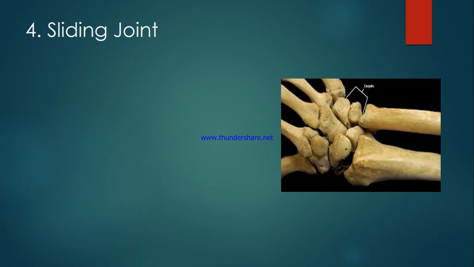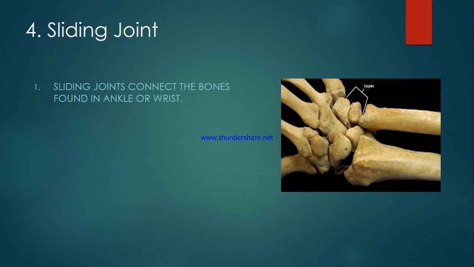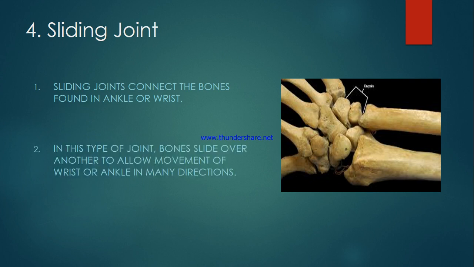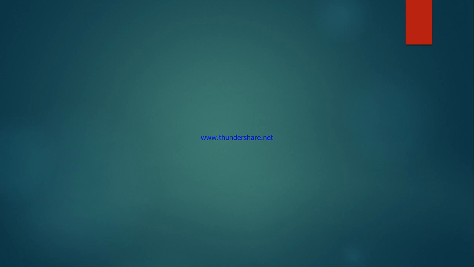The next freely movable joint is the sliding joint. Sliding joints connect the bones found in the ankle or wrist. In this type of joint, bones slide over one another to allow movement of the wrist or ankle in many directions.